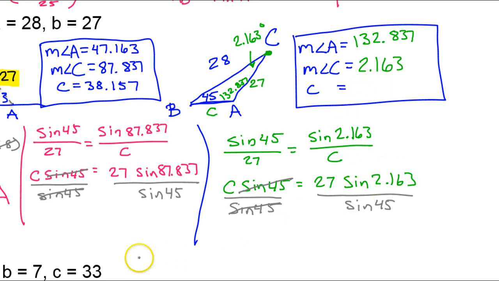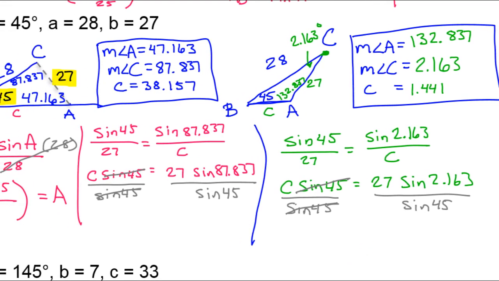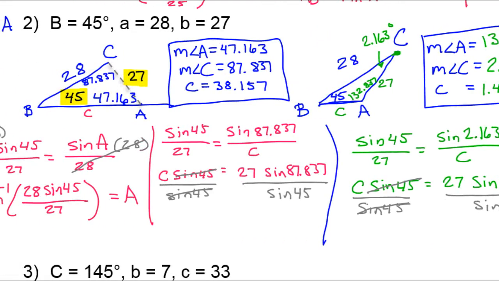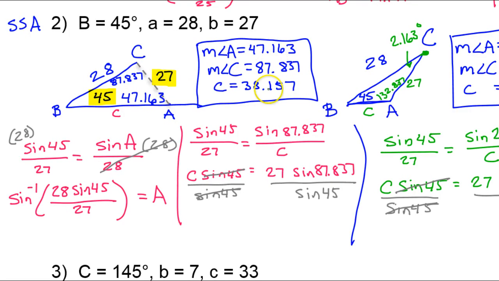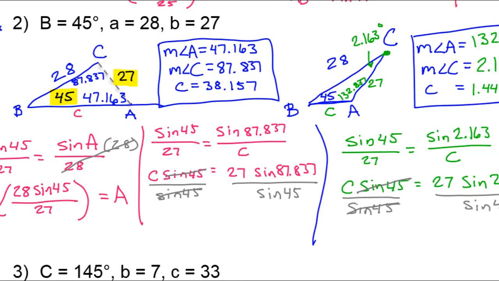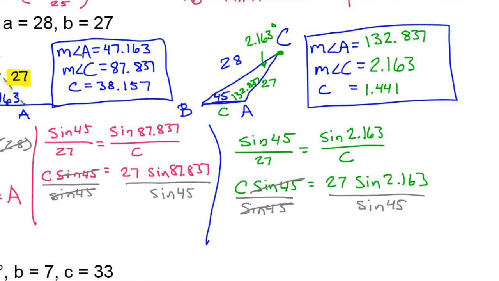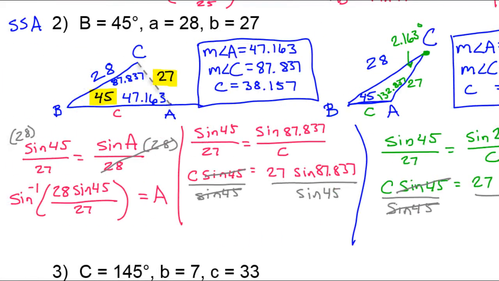I'm going to do that off camera. I am getting 1.441, which is a teeny tiny side of a triangle. Teeny tiny angle with a teeny tiny side. This is a narrow sliver of a triangle when you think about it. But that's it. Alright, this is truly the ambiguous case where it turns out we had two completely different solutions based on the same set of information. Alright, that's why they call this the ambiguous case, because it could be either one, either set of information.